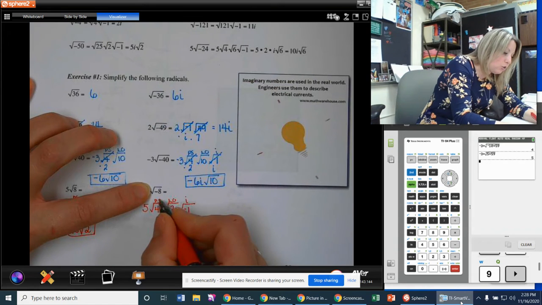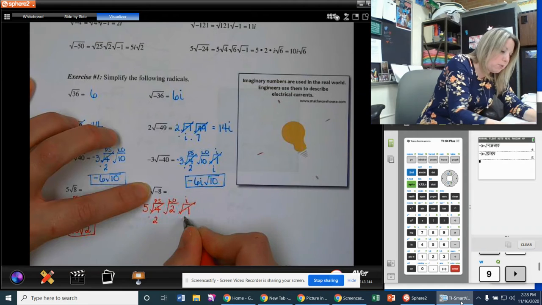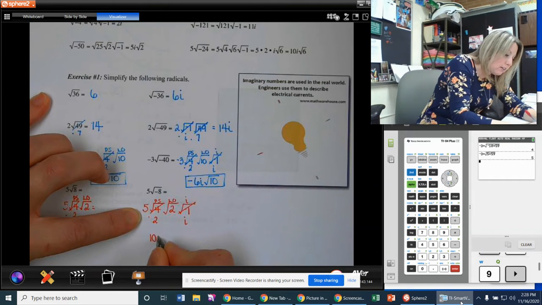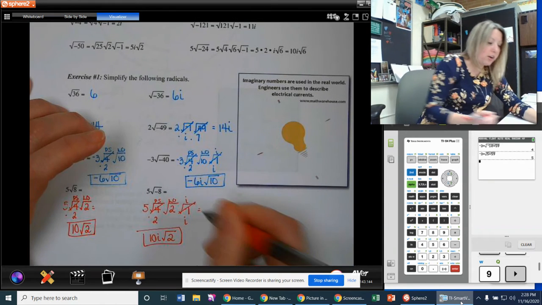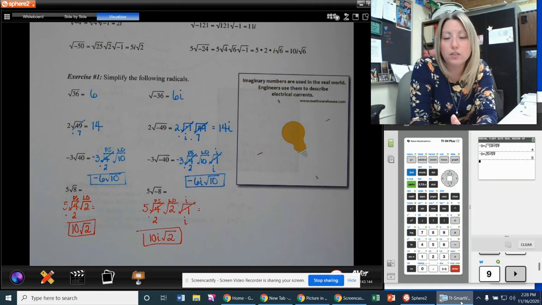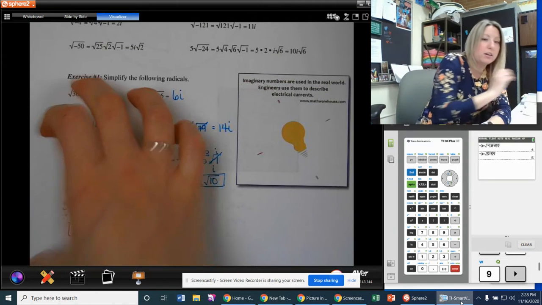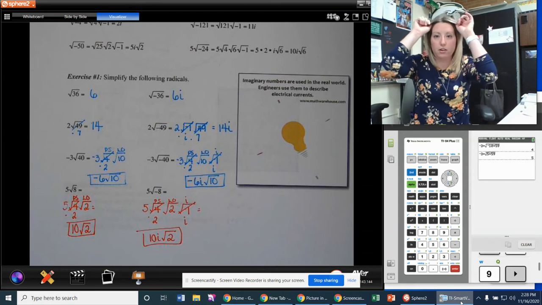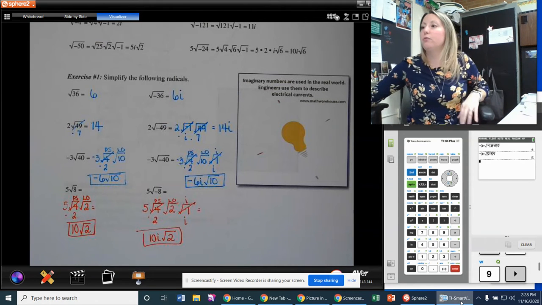So now we take the square root of 4, we get 2. We take the square root of negative 1, we get I. 5 times 2 times I is 10I. Radical 2 as the leftover. Okay, so look at those. There really isn't much of a difference in simplifying a positive number under the radical, simplifying a negative number under the radical. There's not much of a difference there at all.